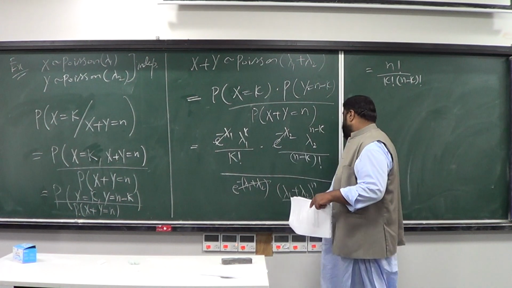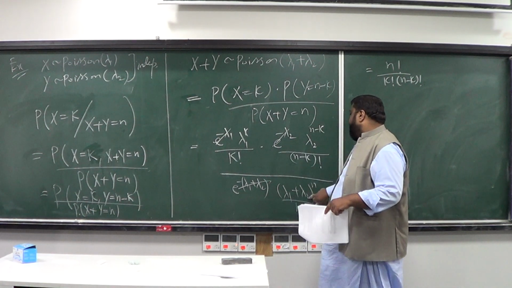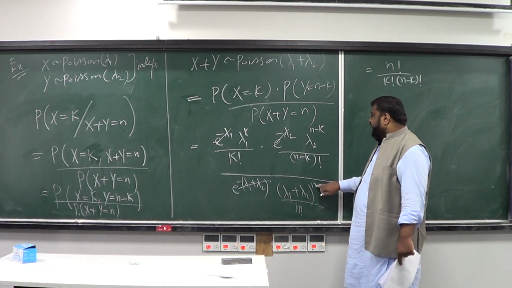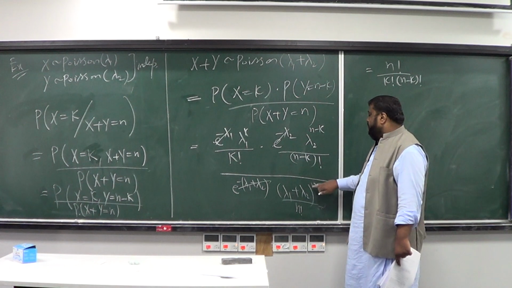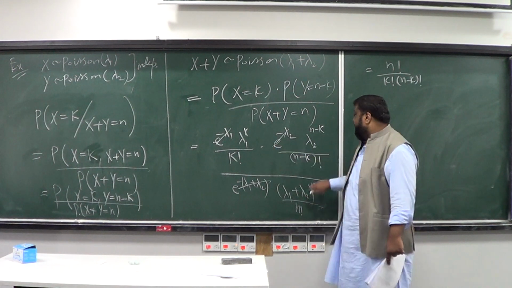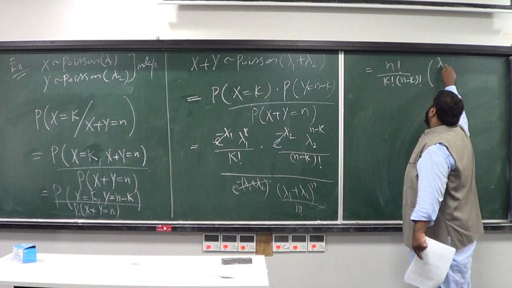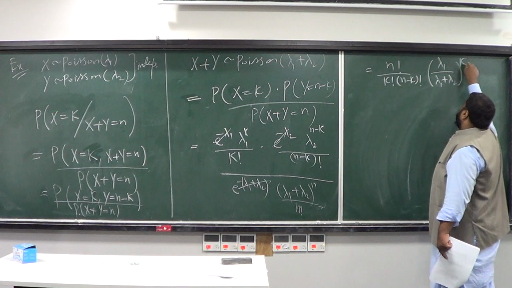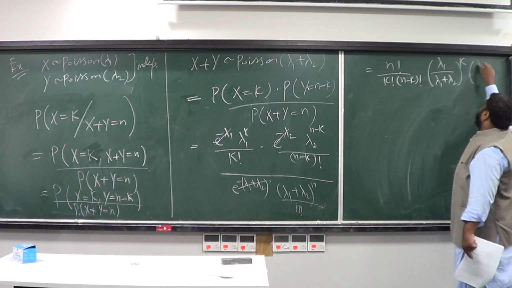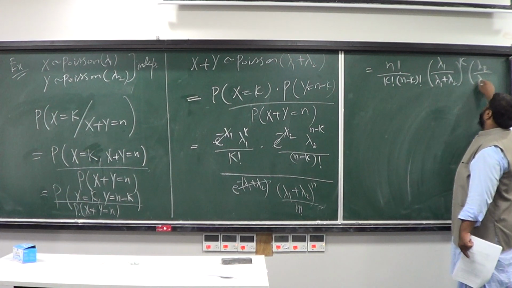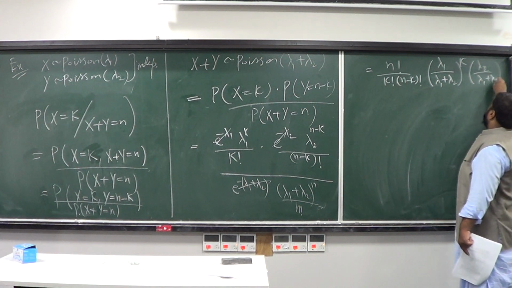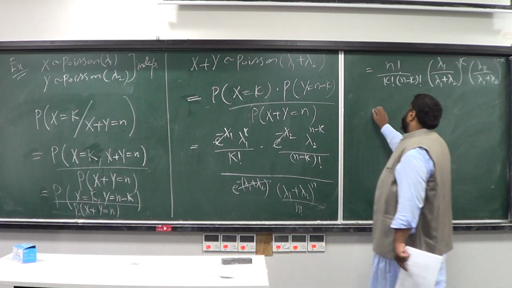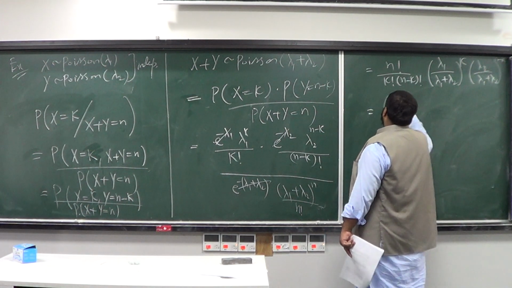lambda 1 over, I can break this lambda 1 plus lambda 2 power n into two parts, lambda 1 plus lambda 2 power k and lambda 1 plus lambda 2 power n minus k. And if you put these together, you're going to get this actually. So lambda 1 over, such a simple algebra, lambda 1 plus lambda 2 power k and lambda 2 over lambda 1 plus lambda 2 power n minus k. This is what you're going to get, and this is precisely equal to n choose k.